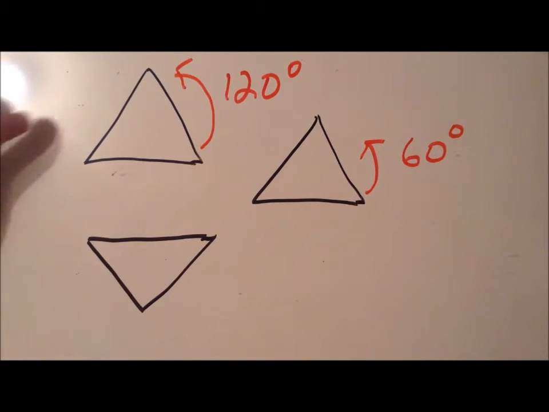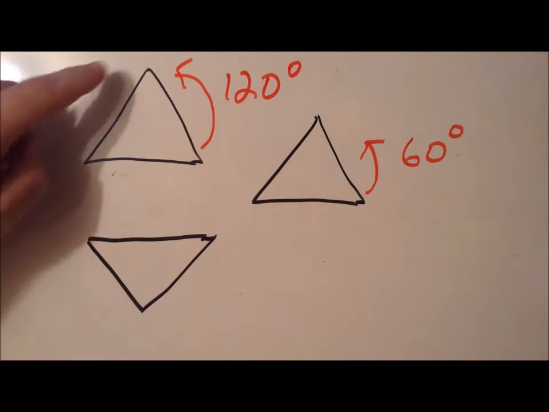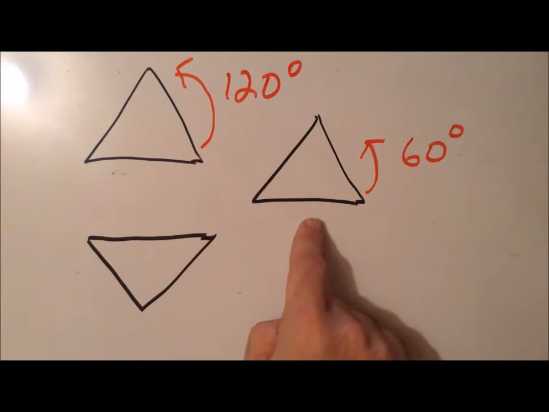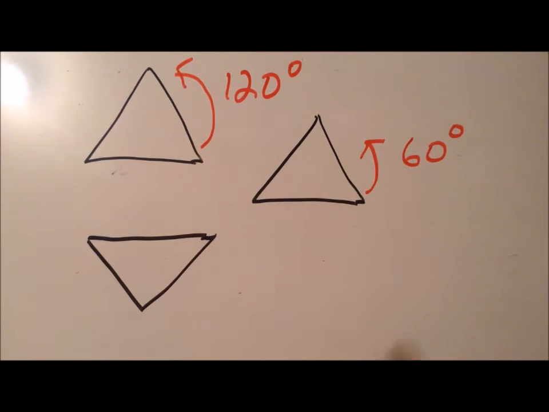Our original triangle had the vertex pointing straight up. After we rotated it by 120 degrees, again, we have an equilateral triangle pointing up. But if we rotate it counterclockwise by 60 degrees, we notice now that it has a vertex pointing down. So we notice that it looks different.